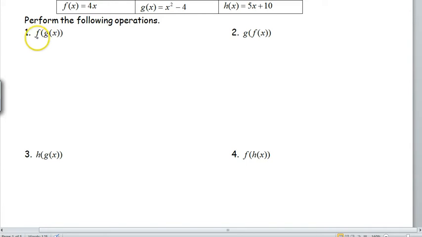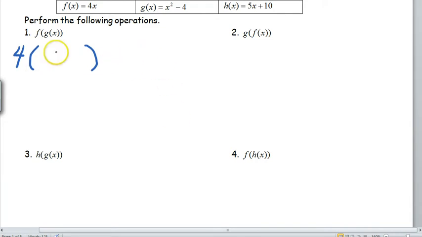We have function f is the first function. I'm going to talk a lot to you because you were absent yesterday. Function f is the first function. So the first function is 4x. Now I'm not going to write down 4x. I'm going to write 4 parentheses. I put parentheses in place of x.